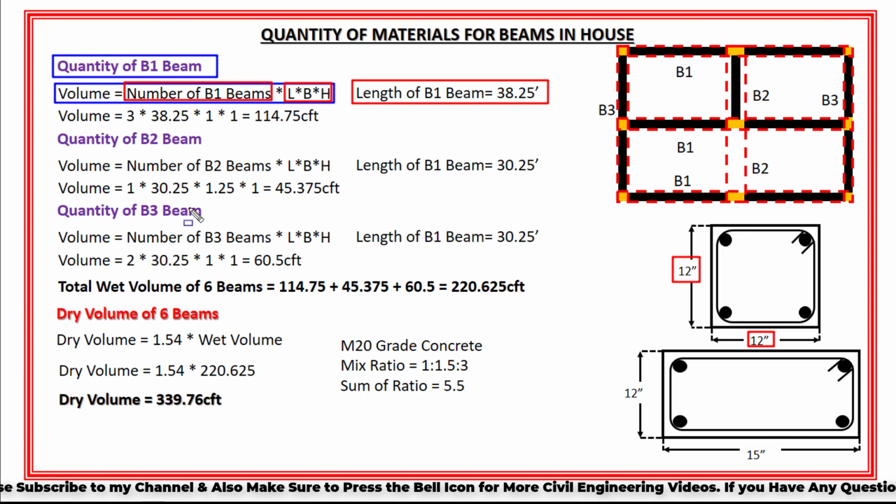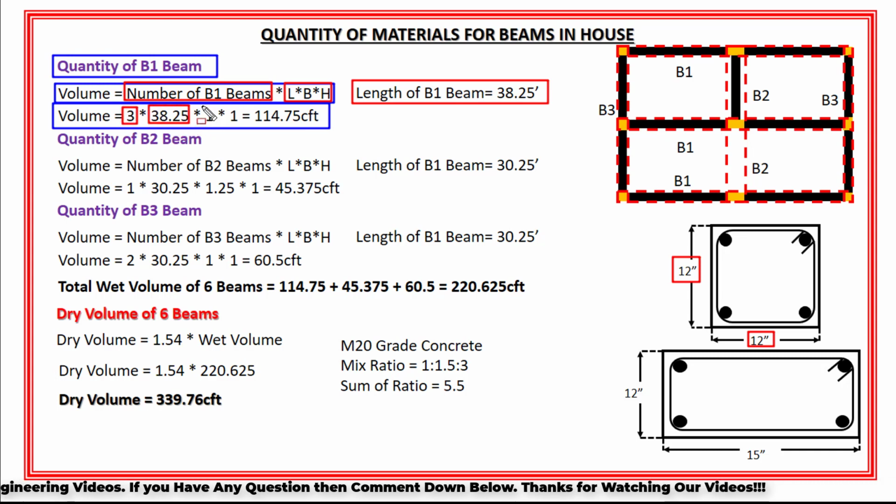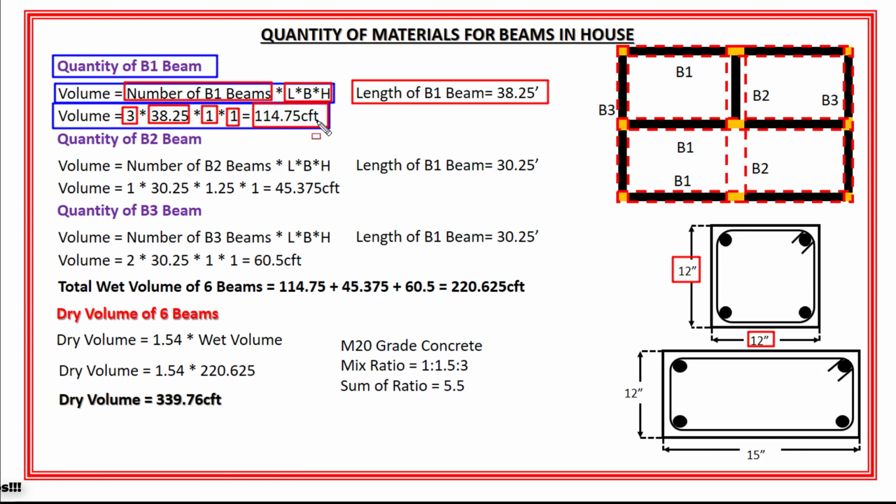Okay. So the volume of 3 B1 beams is equal to 3 multiplied by 38.25 multiplied by 1 multiplied by 1, and the total volume of 3 B1 beams is equal to 114.75 cubic feet. Okay. Now this is the wet volume of 3 B1 beams, right? Next is the volume of B2 beam.